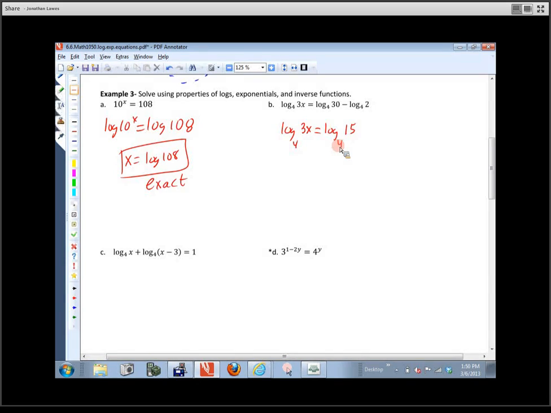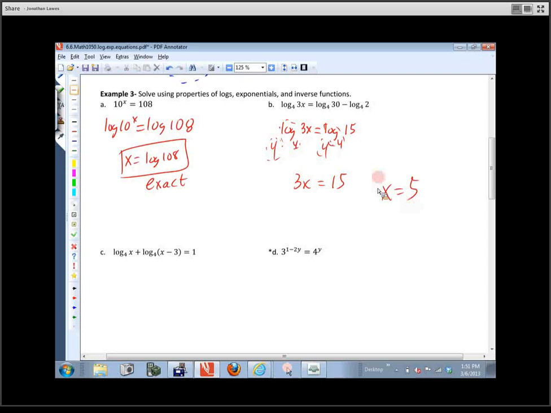Yeah, what will undo a log base 4? An exponential base 4. So if I do 4 to both sides, this function undoes that function. That's why this side is a 3x. This function undoes this function, so that's why this is a 15. And the answer on this problem is a 5.